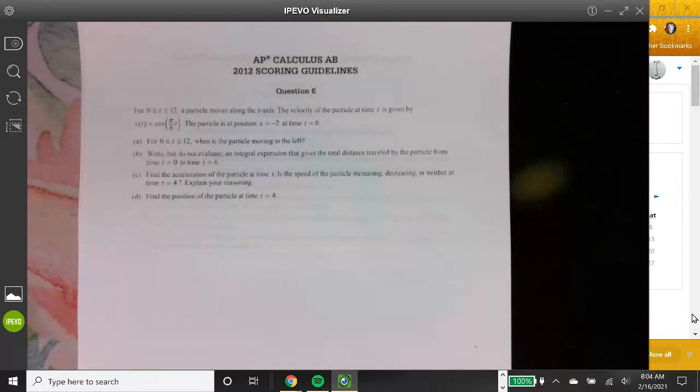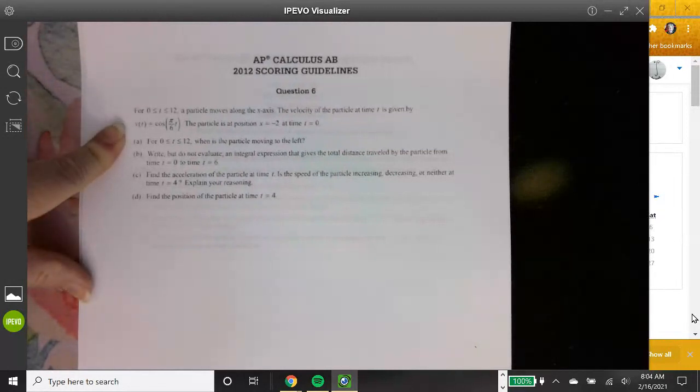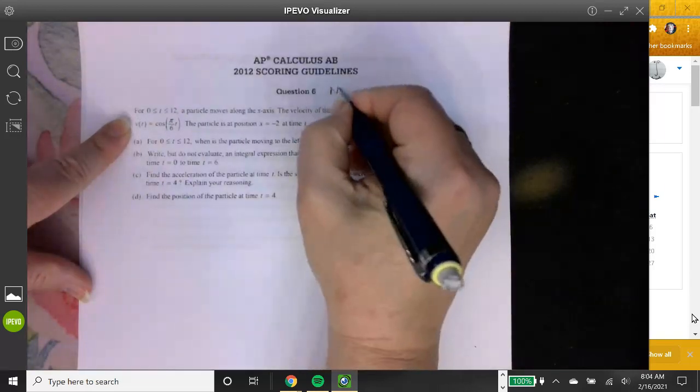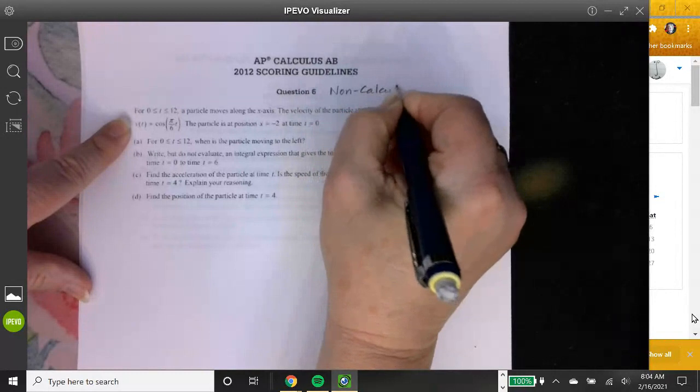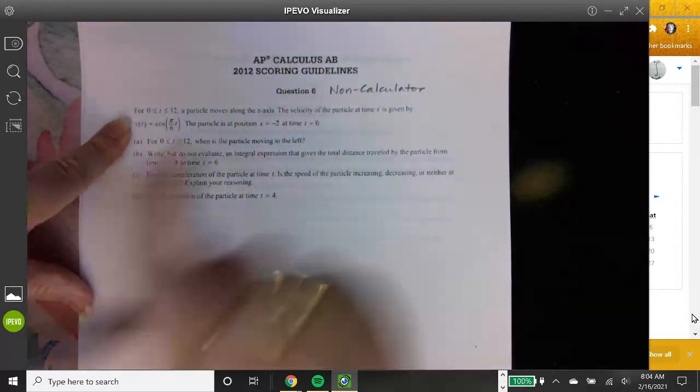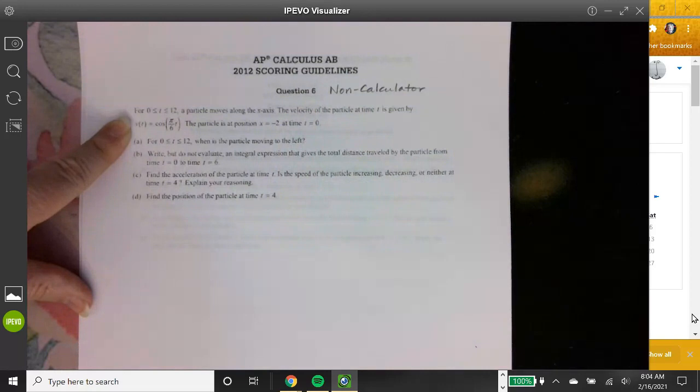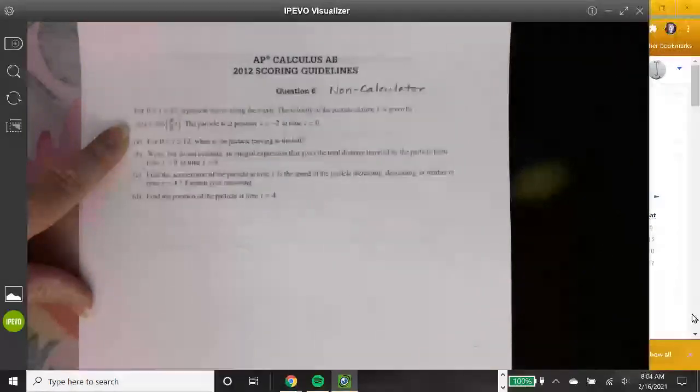Okay, so the first one I like to do is from 2012 because this kind of models what we did in the first question, which was the sine of 3t. So in this question, and this is a non-calculator question, because it's question number 6. It says for the interval of t between 0 and 12, a particle moves along the x-axis. The velocity of the particle at time t is given by v equals cosine of pi over 6 times t. The particle is at position x equals -2 at time t equals 0.